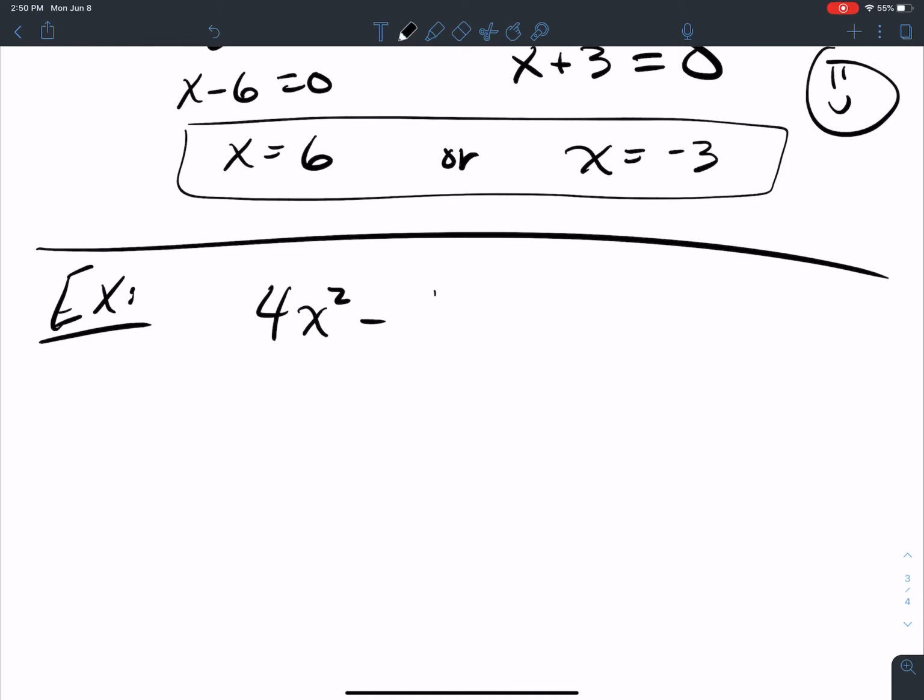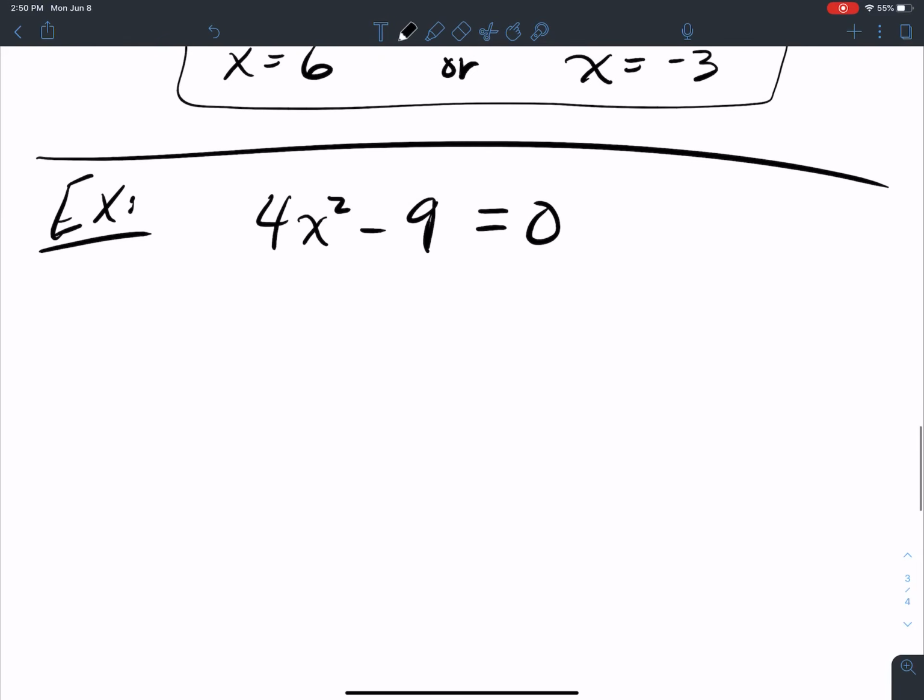4x squared minus 9 equals 0. Okay, so I want to solve by factoring. All right, solving by factoring. How do I do this?